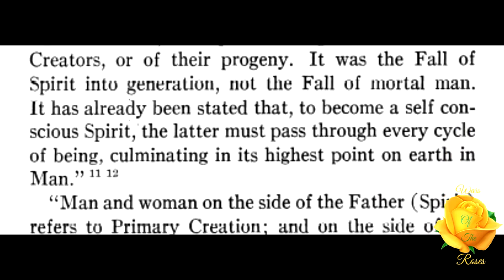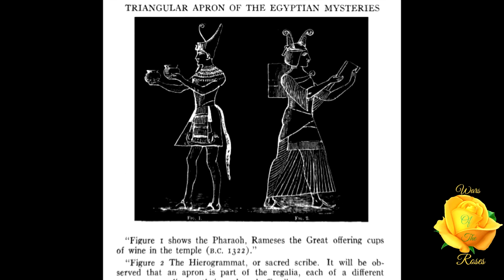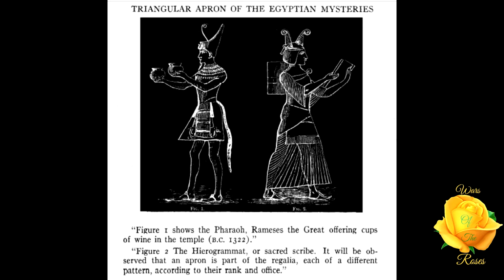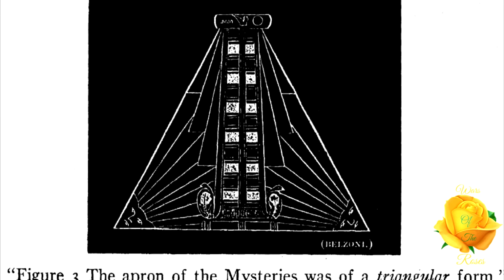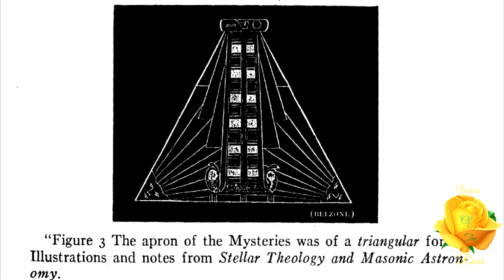Many Egyptian tombs and monuments picture the ancient Egyptians garbed in the triangular apron. See illustrations. Triangular apron of the Egyptian mysteries. Figure 1 shows the pharaoh Ramesses the Great offering cups of wine in the temple, BC 1322. Figure 2, the hierogrammat or sacred scribe. It will be observed that an apron is part of the regalia, each of a different pattern according to their rank and office. Figure 3, the apron of the mysteries was of a triangular form. Illustrations and notes from stellar theology and Masonic astronomy.